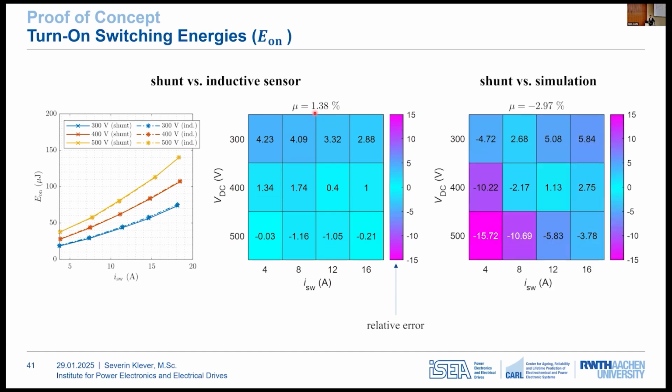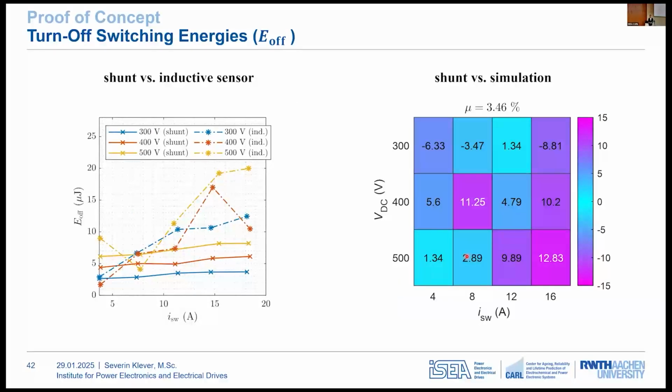When comparing the shunt to the simulation, the error is around minus 3%, with the greatest difference to the simulation seen when switching on at low current values. The reasons for this are most likely manufacturing tolerances of the component, and could also be explained by the frequency dependence of parasitic elements, which are very hard to model accurately.